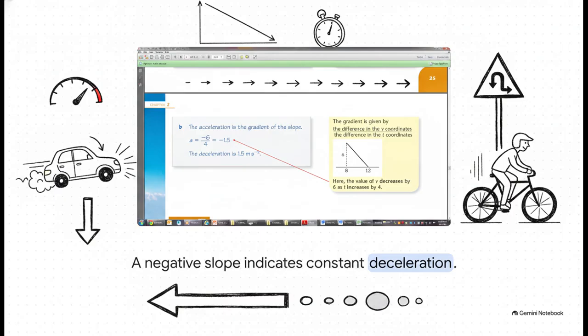But what happens when we start slowing down? Well, a negative slope on our graph simply means the speed is dropping as time goes on. It's a flawless visual representation of deceleration. By just calculating the steepness of this downward slope, we can know exactly how hard the brakes are being applied.